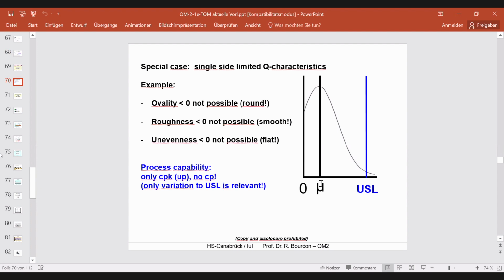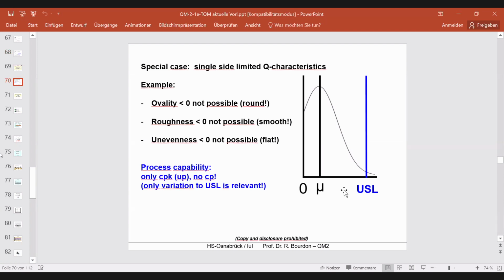You have a mu value. This is the value with the highest frequency, so most of the parts have this value. This is mu. And bigger than mu, larger than mu, are all these parts here. And lower than mu are all these parts, but no part can be lower than 0.